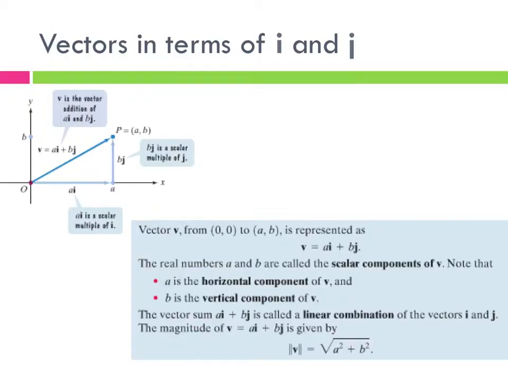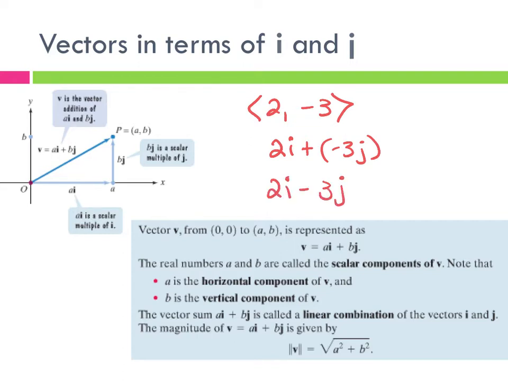Everything we did yesterday in component form can also be done in a form called ij. It's exactly the same, except that the change in x gets the i, and the change in y gets the j. So if I had a component form that was, let's just say it's 2, negative 3, my change in x would be 2. My change in y would be negative 3. In ij format, the 2 gets the i, and I put a plus sign in between, and then negative 3j. So this would simplify to be 2i minus 3j.